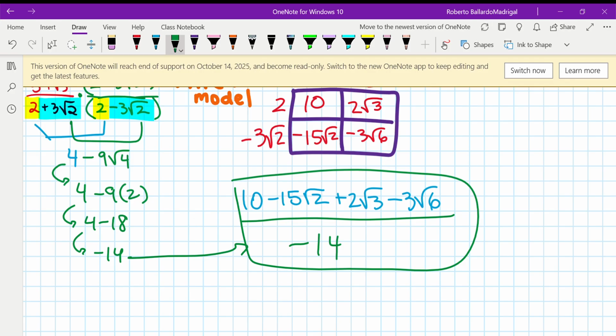So sometimes you will be able to cancel stuff. Well, not cancel. Sometimes you'll be able to combine stuff in the numerator. Sometimes you won't, and you'll just leave it as is. Okay. All right.